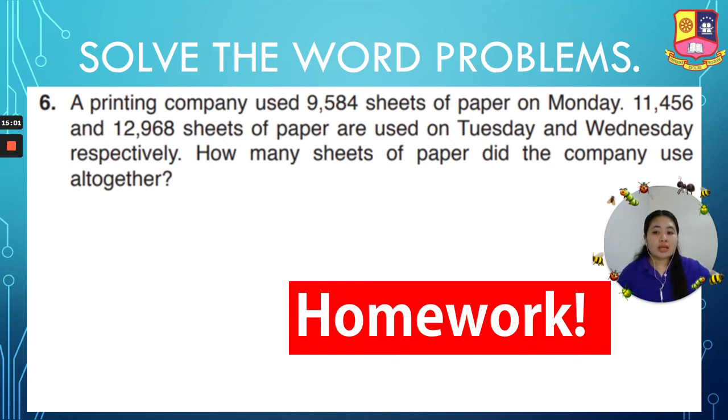Okay, so a printing company used 9,584 sheets of paper on Monday, 11,456 and 12,968 sheets of paper are used on Tuesday and Wednesday, respectively. So how many sheets of paper did the company use all together? So how will you solve that one? Okay, so number 6 again is your homework.